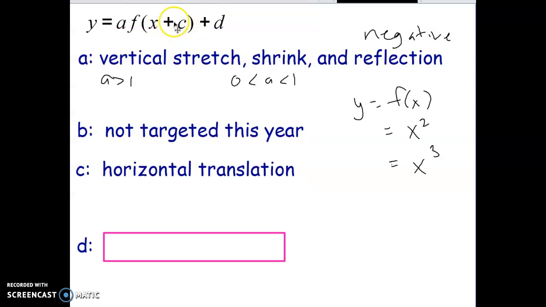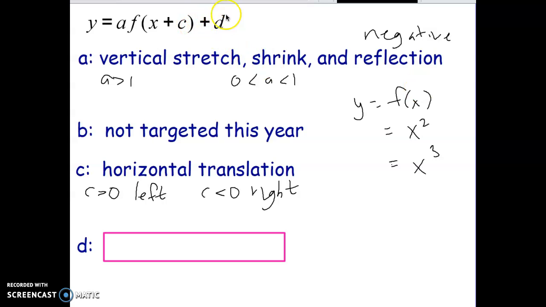Okay, C, that's right here. Well, C is added. That tells me it's going to be a translation, and because it's on the inside, it's going to be horizontal. And you will remember that if C is greater than 0, that's going to move us to the left. And if C is less than 0, that is going to move us to the right. So it does the opposite of what you might expect.